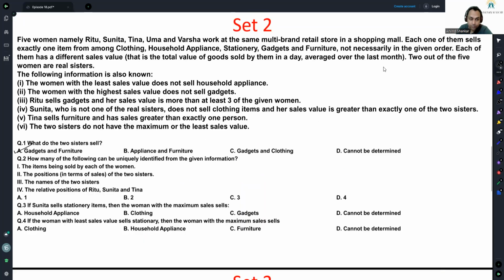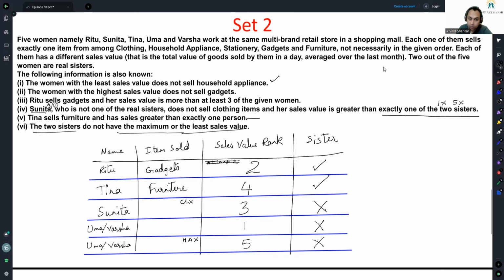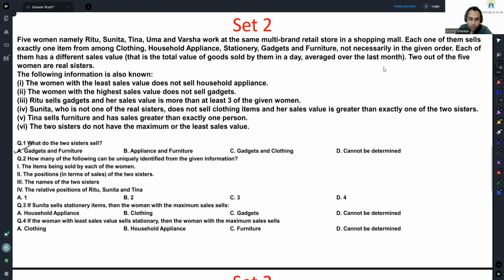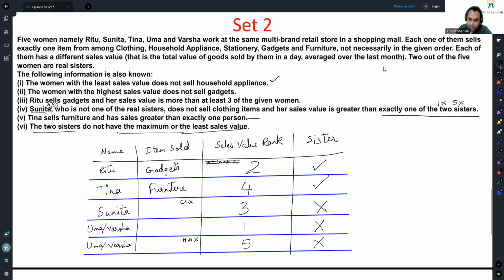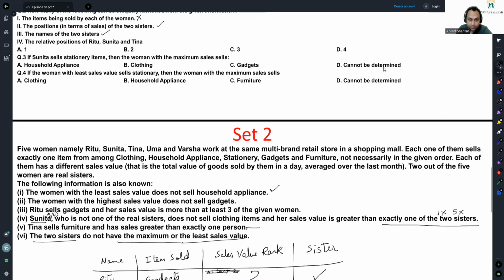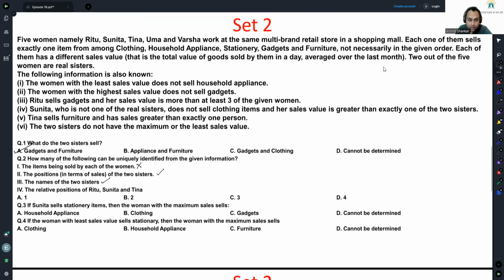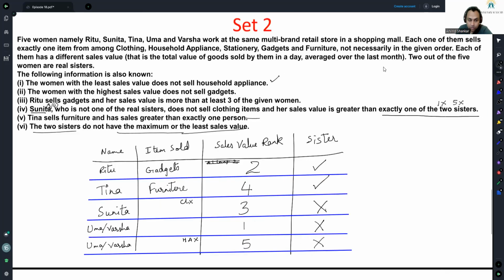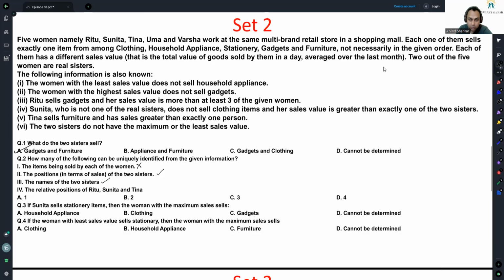So option A. How many of the following can be uniquely identified from the given information? The item being sold by each of the women? Not really. For Sunita, Uma, Varsha, I don't really know the items that are being sold. So no. The position in terms of sales of the two sisters? Yes, I know their sales value rank. So this is known. The names of the two sisters? Yes, this is also known: Ritu and Tina. The relative positions of Ritu, Sunita and Tina? Yes, relative position is also known. So how many of the following can be uniquely identified from the given information? Answer is option C, 3.